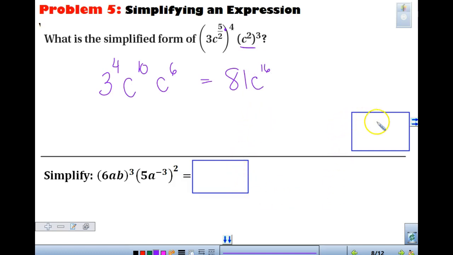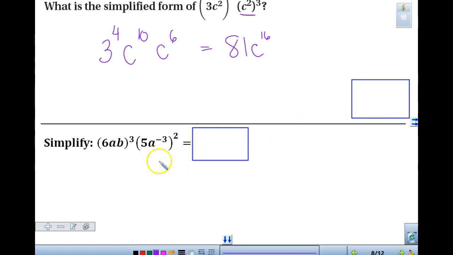All right. So if we are continuing with that next one, as you are taking a look at that, tell me as you start the next one, what are you thinking of, Caden? 6 to the 3rd. 6 to the 3rd and b to the 3rd. Jacob, 5 what? 5 to the negative 3. And a to the negative 6.